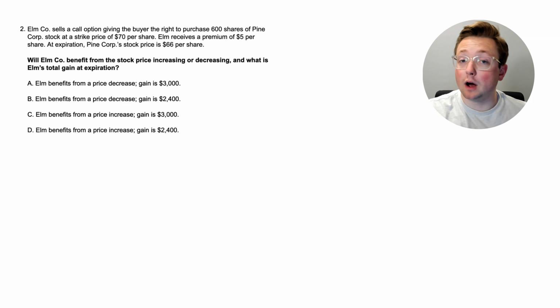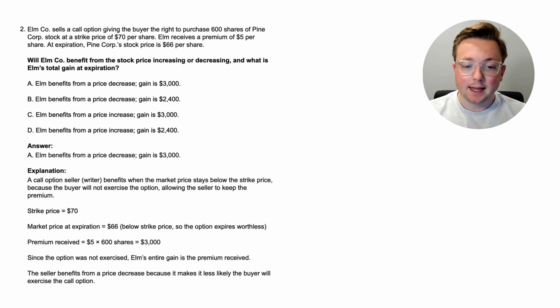So this is kind of the opposite side of things. This is where somebody sold a call option. So how will they benefit from this? Think about this, pause the video if you need to, and come back when you're ready. All right, here we are. The answer is A. Elm benefits from a price decrease and they get a gain of $3,000. Let's walk through this and you'll see it's a little bit different when it's from the seller's perspective.